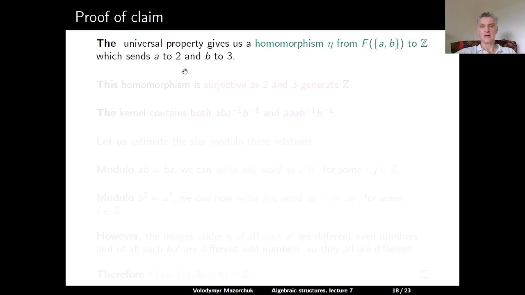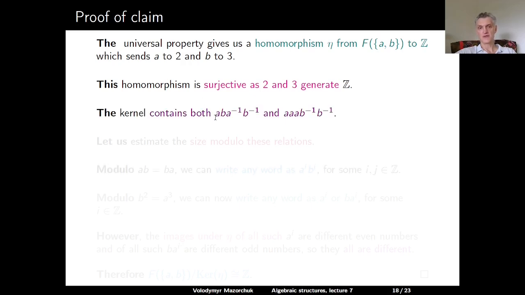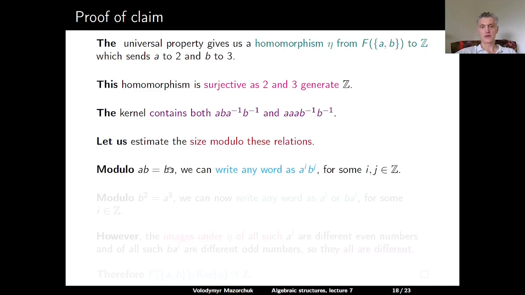Proof. By the universal property of free groups, we have a unique homomorphism eta from our free group to Z, which sends a to 2 and b to 3. This homomorphism is of course surjective, as 2 and 3 generate Z. And the kernel of this homomorphism contains both a b a inverse b inverse and aaa b inverse b inverse. Let us estimate the size of the quotient of the free group modulo this kernel. Modulo the commutativity relation, we can write any word in the free group in the form a to the power i, b to the power j for some integers i and j.